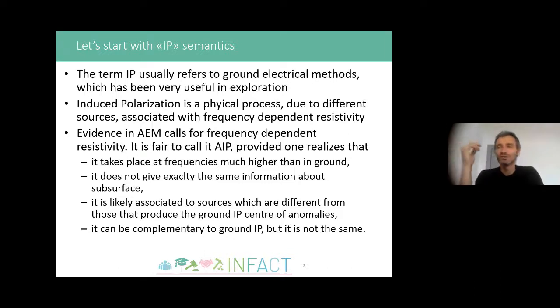Okay, let's start with some semantics about IP. IP stands for induced polarization. It's usually referred to in the exploration world as a ground or galvanic method, but nonetheless, from a physical perspective, it describes something that has a frequency-dependent resistivity associated to it, and that's basically also what happens in airborne EM. So even though it happens at different frequencies, it is still a frequency-dependent resistivity process. With that background, I think it is adequate to call it airborne IP. But bear in mind, it's not the same as ground IP.